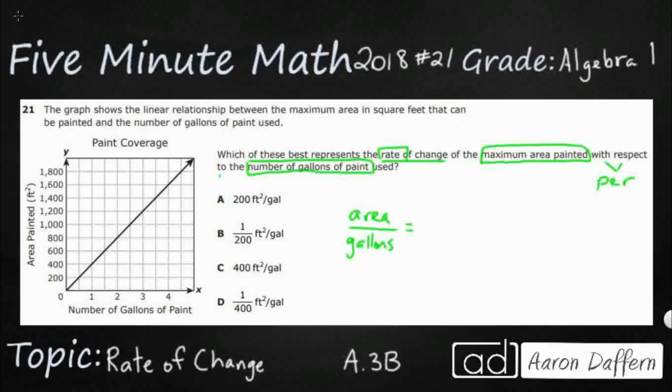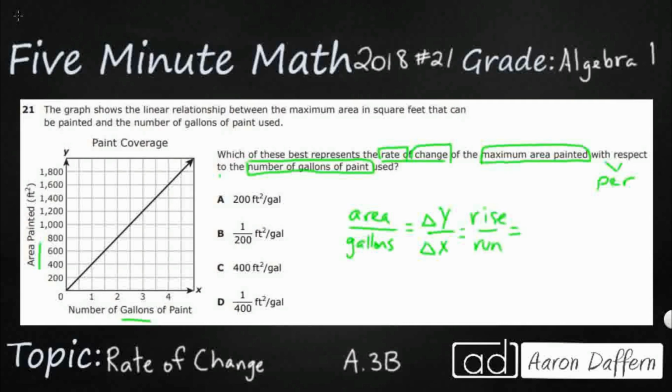All right, so we look at our graph here. We notice the area painted is my y-axis, and the number of gallons is my x-axis, and I'm looking for the rate of change. So I'm going to add this little change symbol. It looks like a triangle, it's actually the Greek letter delta. And so change in y over change in x. Sometimes we'll call that rise over run.